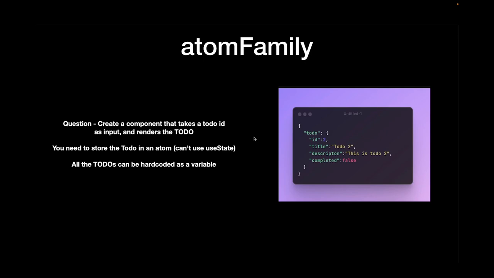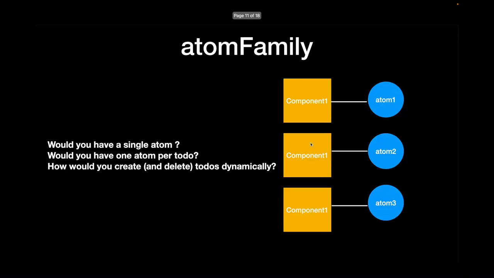How would you make sure you store values in atoms, and you create a component that takes an ID as an input and renders that to-do, basically means renders the to-do which has that specific ID? Would you have a single atom in this case? Would you have one atom per to-do, or would you create and delete to-dos dynamically? How would you create and delete to-dos dynamically?